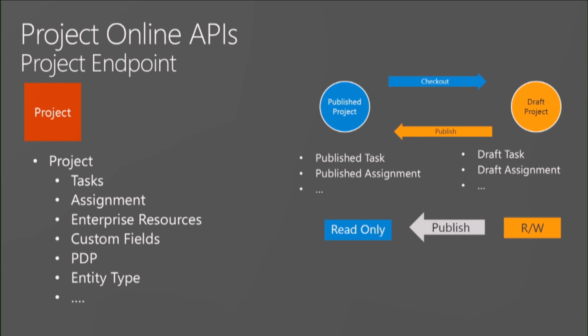These are distinct objects because they may not hold the same data. You can take a published project and check it out. If you're writing an app, the published task you were looking at may not match a draft task, because it could have been changed and hasn't been published yet. The published project is a read-only API because you can't make changes to a published project. You can only make changes to a draft project. So you check out the project, where you get a read-write experience, make whatever changes you want, and when you publish it, it gets copied over to the published endpoint. Any questions on that?